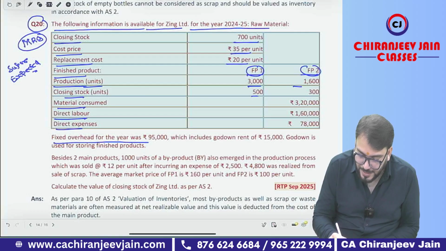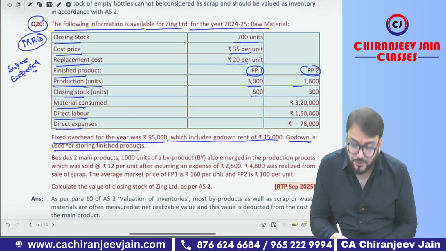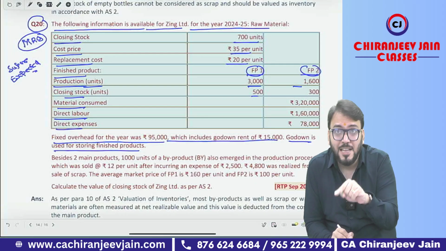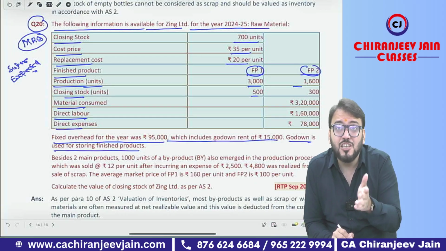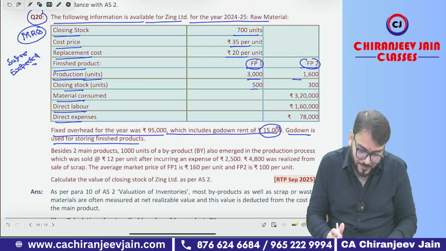Fixed overhead for the year is 95,000, which includes godown rent of 15,000. The godown is used for storing finished goods. Should it be included or excluded? Excluded, because storage cost is not necessary for production purposes. So 15,000 will be excluded.